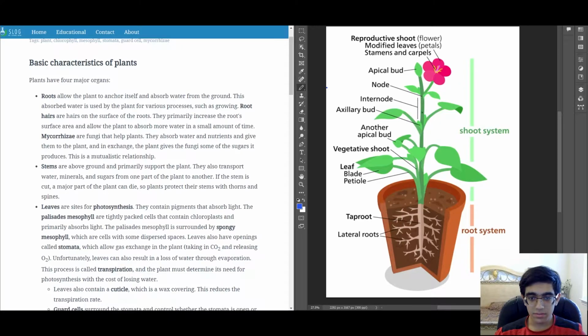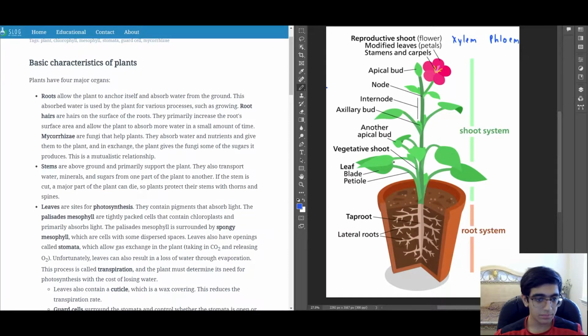Now, in these stems, there are two different things: the xylem and the phloem. So the xylem and the phloem are two different tube systems inside these stems, and these two systems will be examined in more detail later. Stems can transport water, minerals, and sugars from one part of the plant to another. So water from the roots goes through the stems, obviously, and so they can go to the leaves and other parts of the plant.